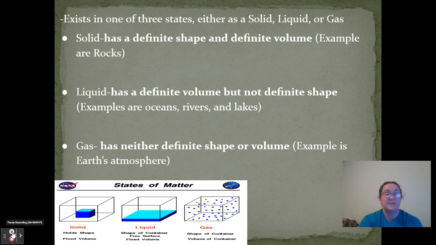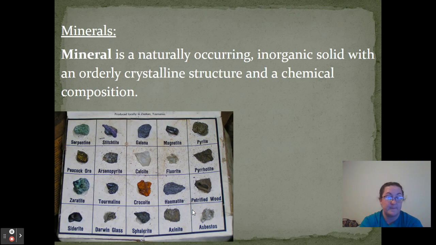As you can see on our picture, we have solid that again has its own definite shape. We have our liquid that can hold the shape of whatever it's in, and then gas molecules that do not have that shape. So minerals are naturally occurring inorganic solids with an orderly crystalline structure and a chemical composition. Let's talk about that in a little bit. But here are some examples of the types of minerals that we can see.